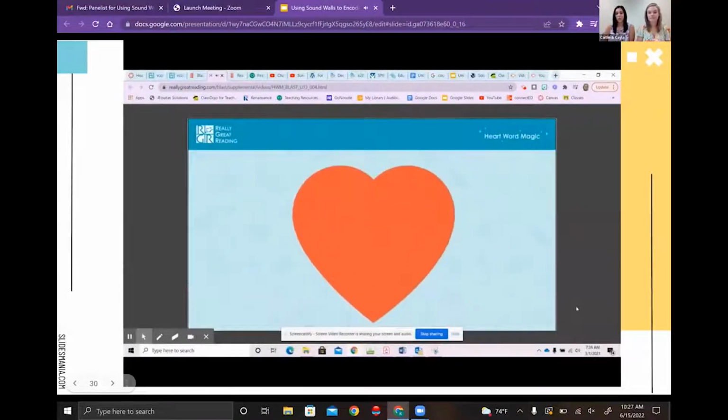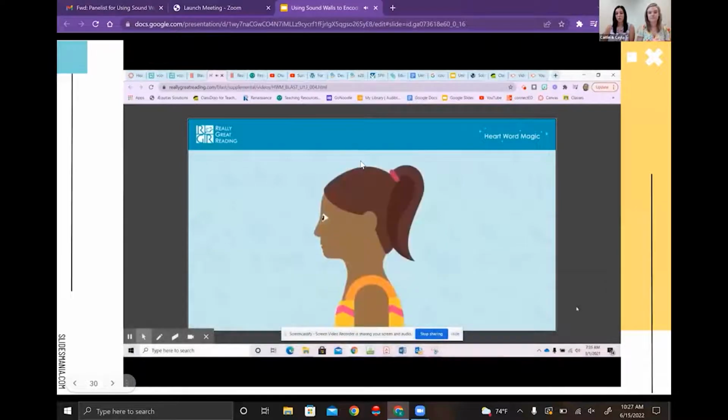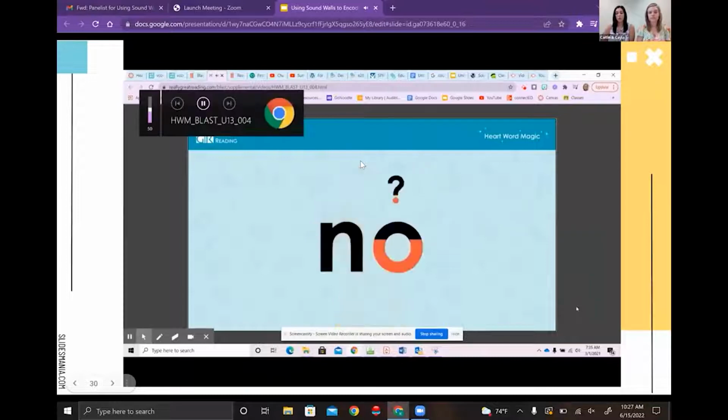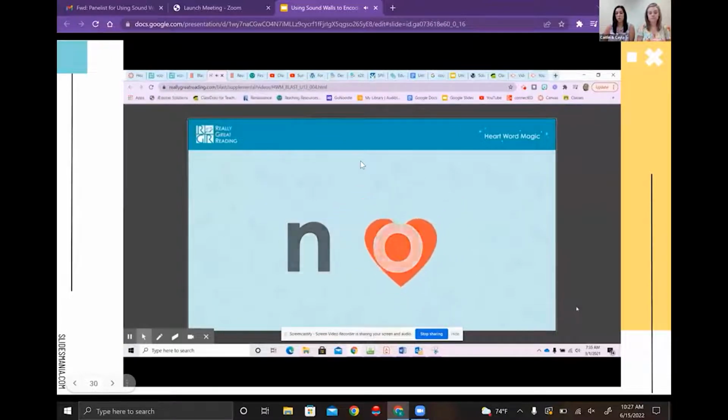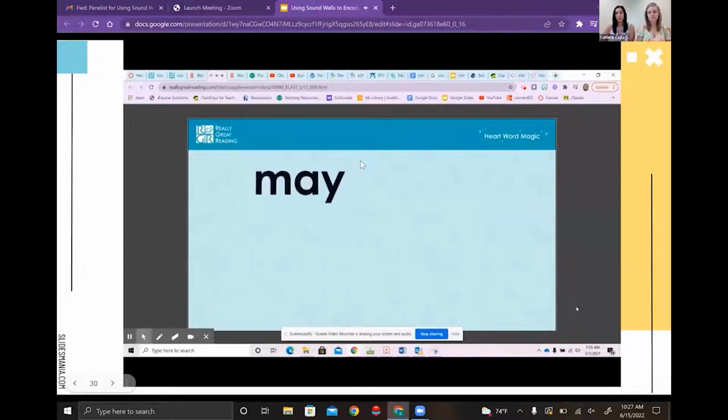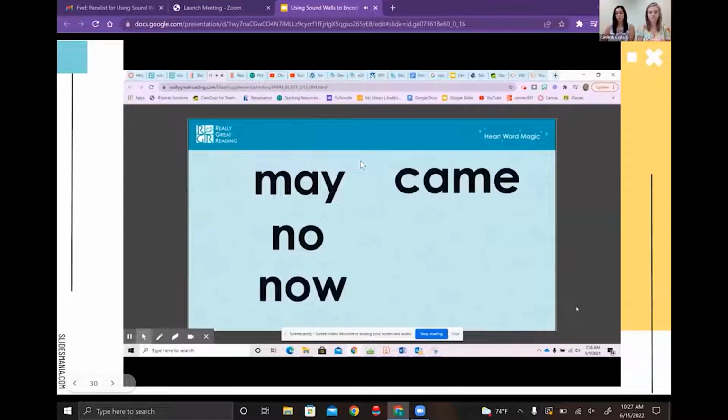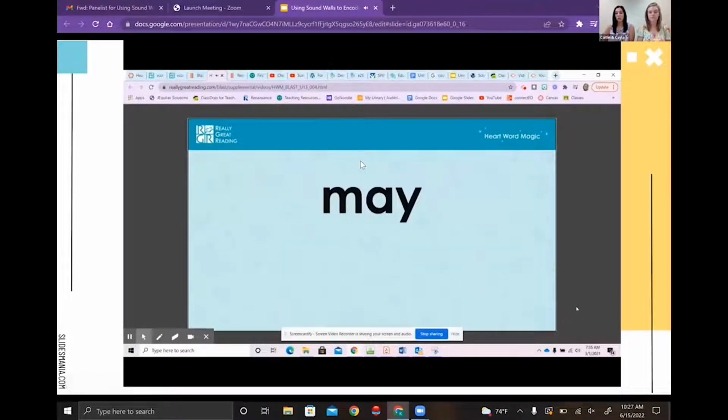In this unit, we will learn 5 more heart words. Remember, heart words are words we will learn and know by heart. Some of these words have tricky parts that we have to remember, but we can read some of the parts using our phonics knowledge. The heart words in this unit are may, no, now, came, and out. Let's look at them now.